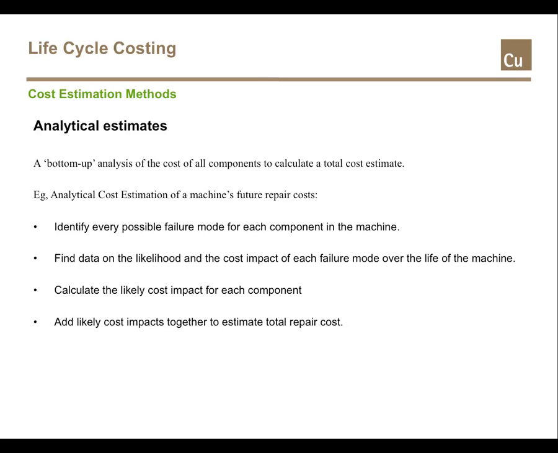Analytical cost estimation is a bottom-up approach where you start with components and look at the likelihood and cost impact of their failure. By adding the likely cost impacts for all components together, you come up with a total cost of repair. Once you've identified the potential costs for your alternatives, the next step is to compare one alternative against another to see which best meets your decision criteria. To make that comparison, you can apply three financial tools: net present value, discounted payback time, and internal rate of return. We'll look at these tools in the next module.